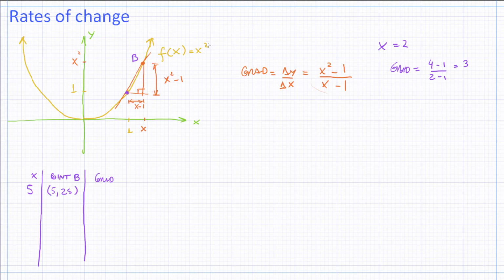This function is x squared, so any point will be x and x squared. The gradient, if we use this equation here, I'll do just a few because it's labor intensive and you can just put it in your calculator, or make this table in a spreadsheet, it's easier. So the gradient would be 25 minus 1 over 5 minus 1. So this is 24 over 4, which is 6, right?